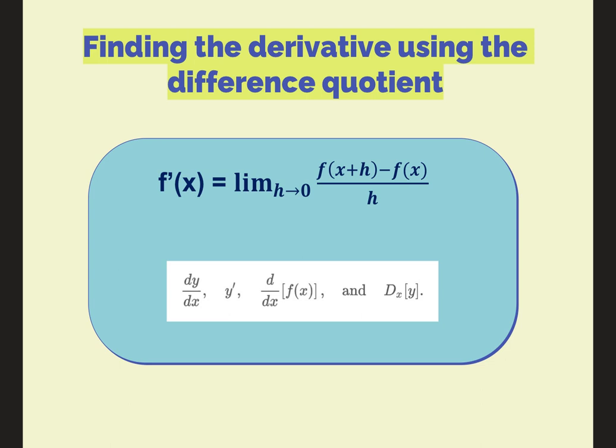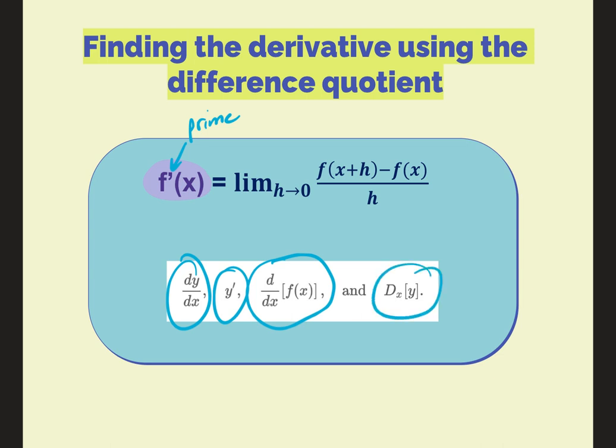So first of all, the derivative can be shown in a couple different ways. That f with an apostrophe is read as prime. So this is read as f prime. This d of x over d, or d of y over d of x, y prime, d over dx times f of x, and d of x times y, all mean derivative.